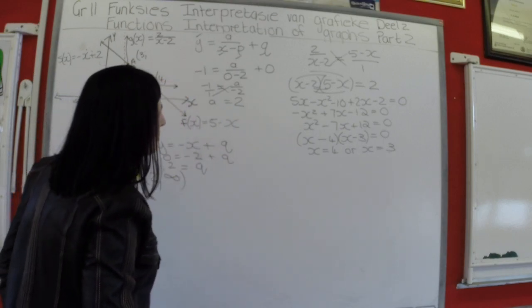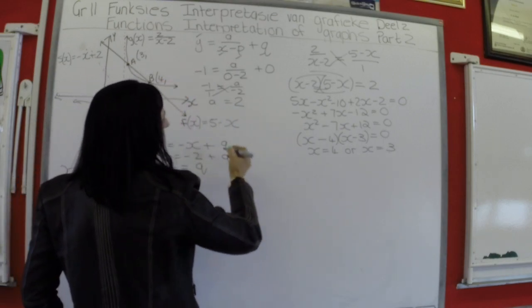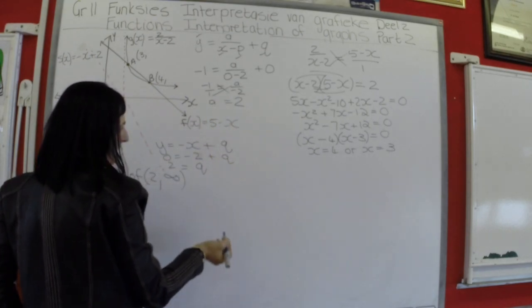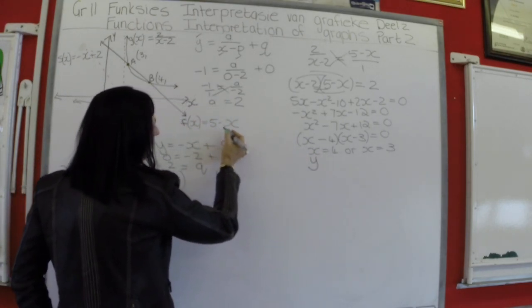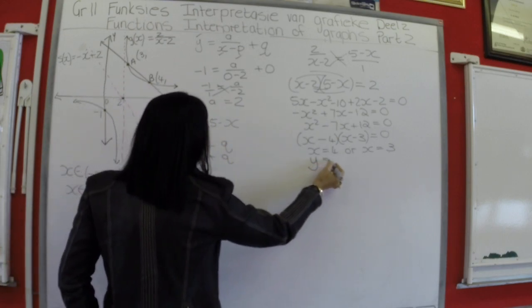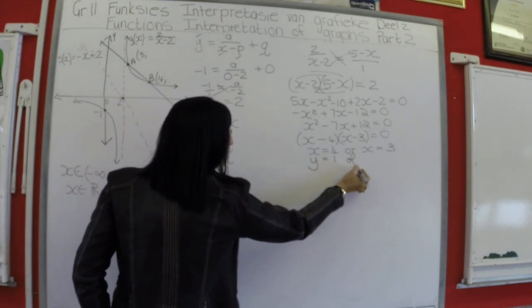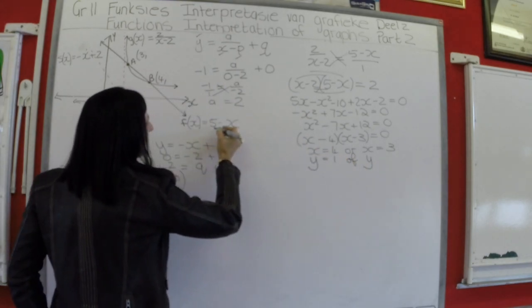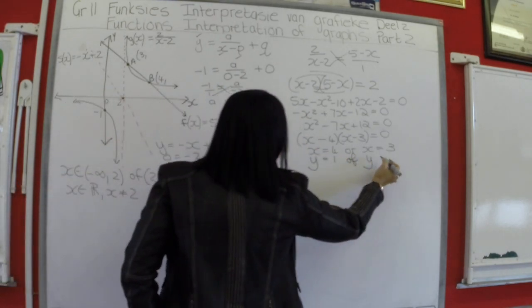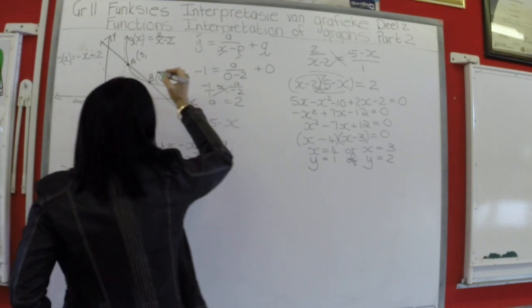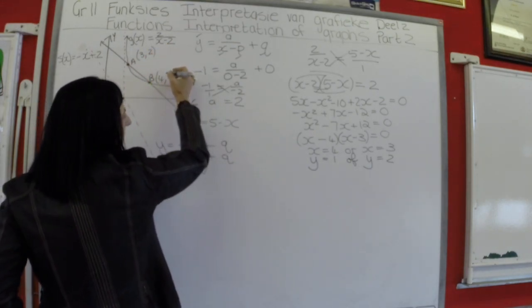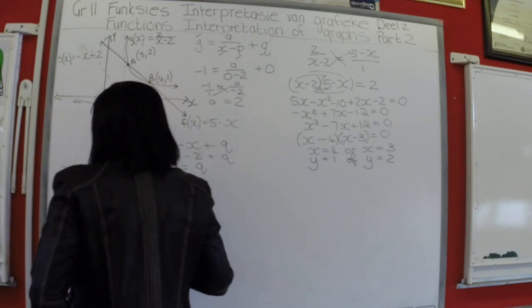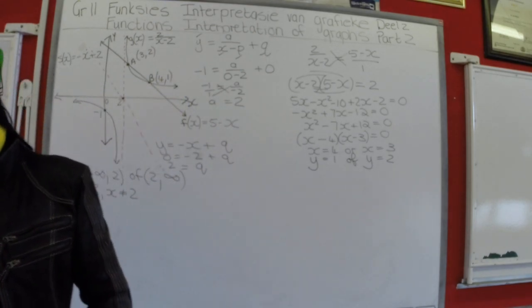Now I can do substitution into any one of the two functions. Kom ons gebruik sommer die reguit lyn om die y-waardes te kry. As ek 4 in x se plek instel is y 1 of as ek 3 in x se plek insit is y gelyk aan 2. So ek het 2 en ek het 1. That's my A and B coordinates.